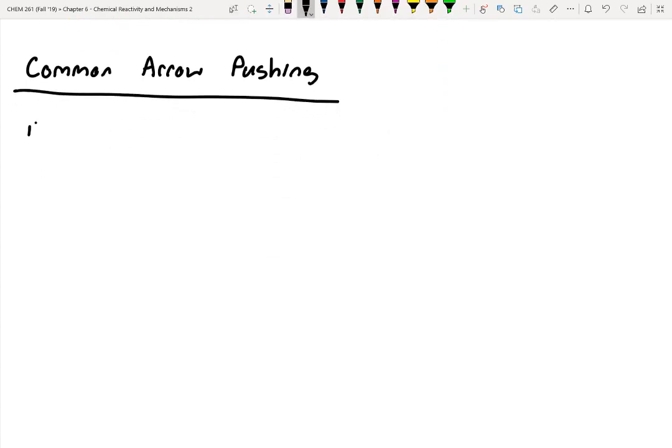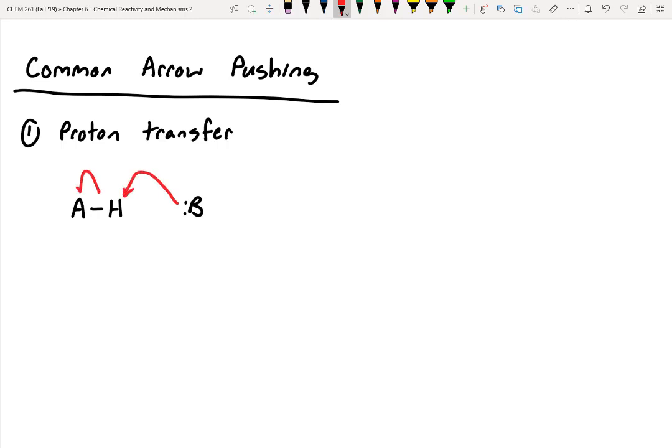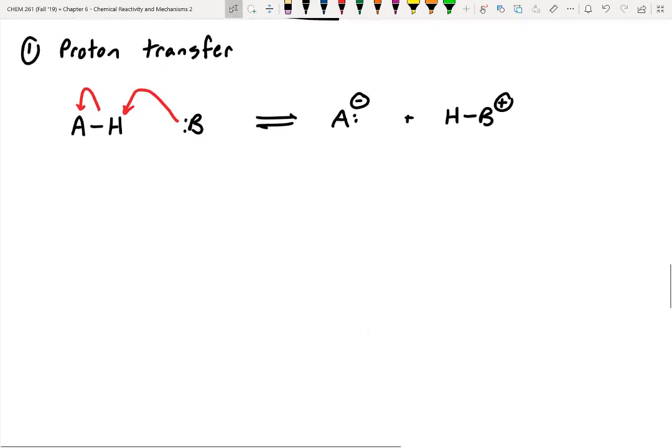All right, first one's really easy. It's proton transfer. We've seen this quite a few times before, but that's when we have some sort of acid-base reaction. And we said that our base is going to reach out, grab our proton, and then we have to kick off electrons to A. You can show this with equilibrium arrows if you want, but that means that A would have a lone pair in the end, and then B will now have our covalent bond to our proton. So something we're hopefully pretty familiar with.